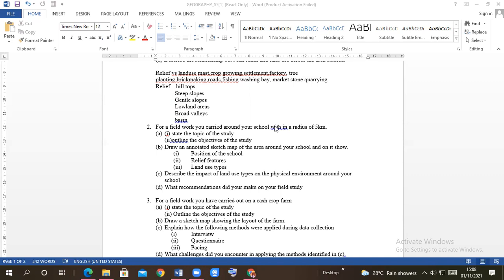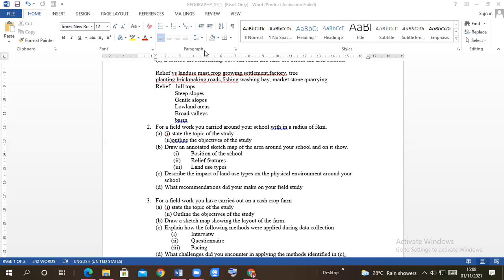But in UNEB it is not, because of the halo effect, that when they are marking, some examiners will give more marks to schools they know. That's why it was removed, and the name of the school is not mentioned anywhere. And then also the name of the teacher is not mentioned anywhere in the exam. Are we together? Are you following?